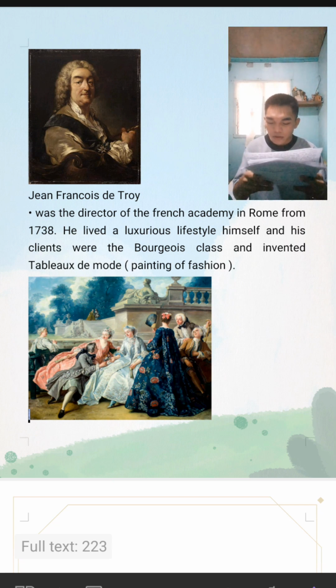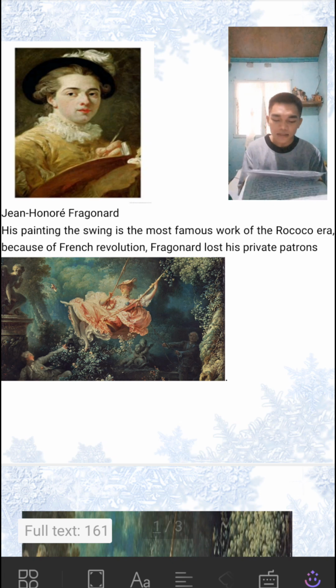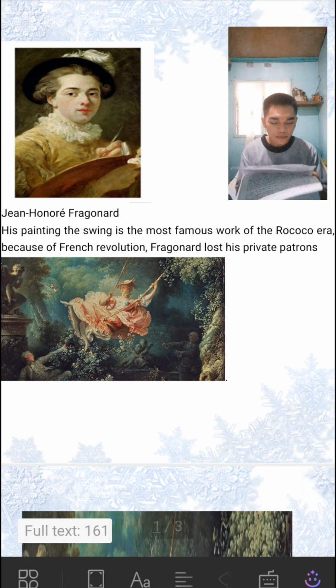Other is Jean-Honoré Fragonard. His painting, The Swing, is one of the most famous works of the Rococo era. Because of the French Revolution, Fragonard lost his private patrons.